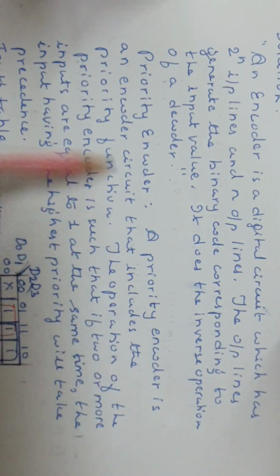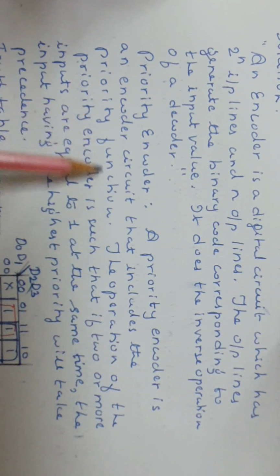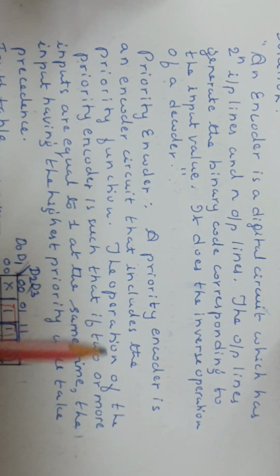A priority encoder is an encoder circuit that includes the priority function. The operation of the priority encoder is such that if 2 or more inputs are equal to 1 at the same time, the input having the highest priority will take the precedence. So that is what is encoder and priority encoder.